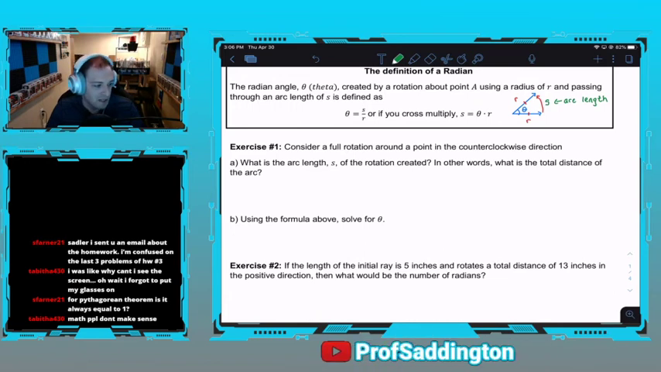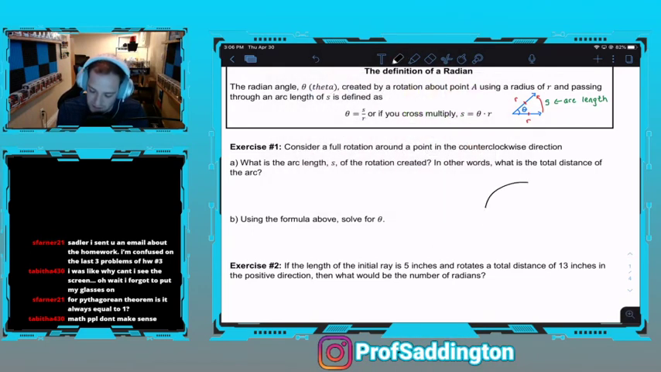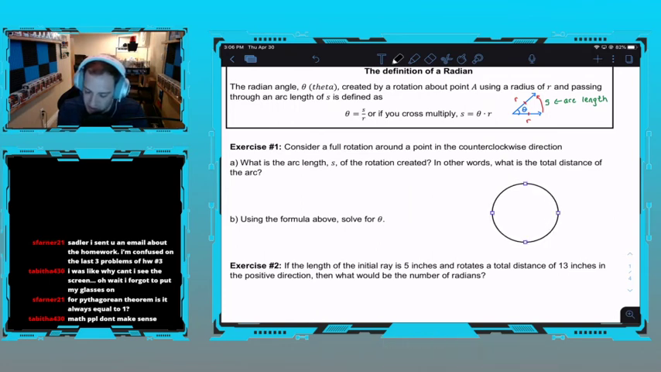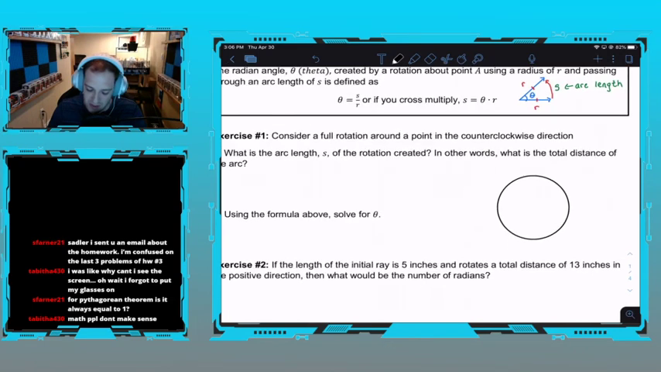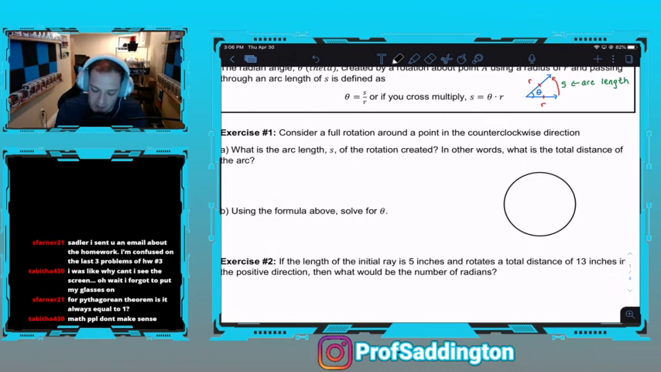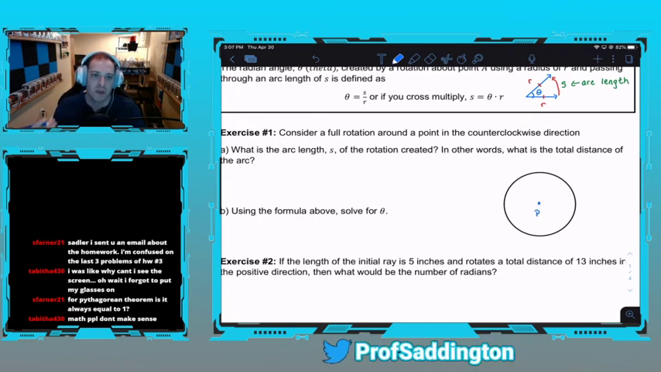Yeah, math people don't make sense at all. So what I'm going to do is draw a circle. Apparently my iPad doesn't want to draw a circle. Okay, so we have a circle. This says, what is the arc length S of the rotation created? In other words, what is the total distance of the arc? So I'm going to put a center in this circle, and let's just say the center is P. Because I'm just calling it a point, we're just going to call it point P.